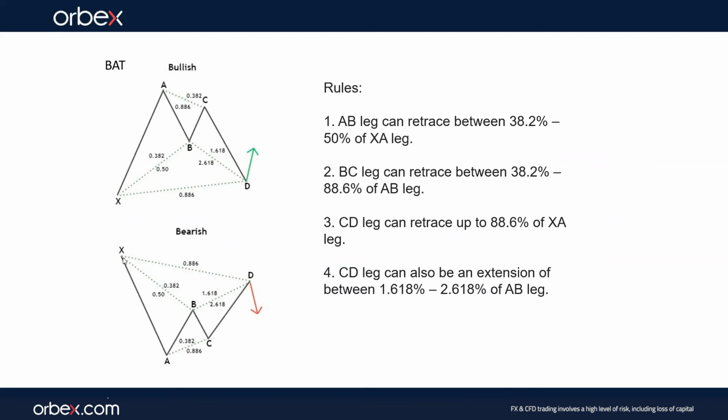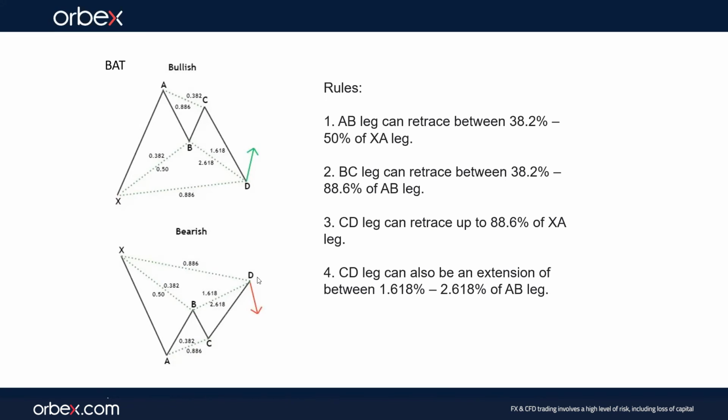So if we go for a bearish harmonic BAT, as I said, we've got the big downturn. And then as we go from A to B, we are now looking at this retracement. And then the B to C leg can be retraced between 38.2 and 88.6. That's what these two figures mean here. And then the C to D leg can be retraced up to 88.6 of the XA leg. So that's why we've got this 88.6 here.